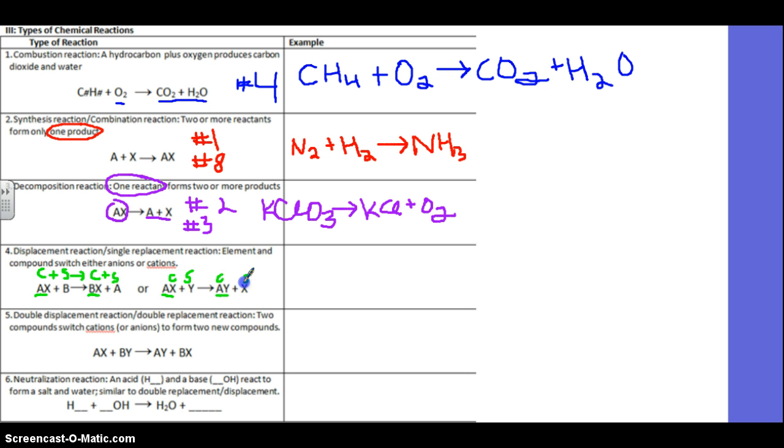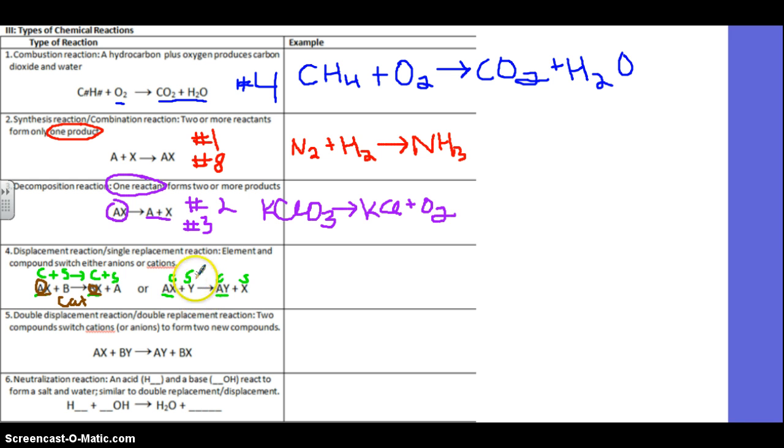Now what I mean by cation or anion switches, if we look at the example right here, in my compound AX in the reactants, I end up with BX in the products. X remains the same between both compounds. Therefore, the anion has not changed at all. It's the cation, the front, that's changed. So the cation is switched here. You should probably write that down. The cation has switched on the first reaction.